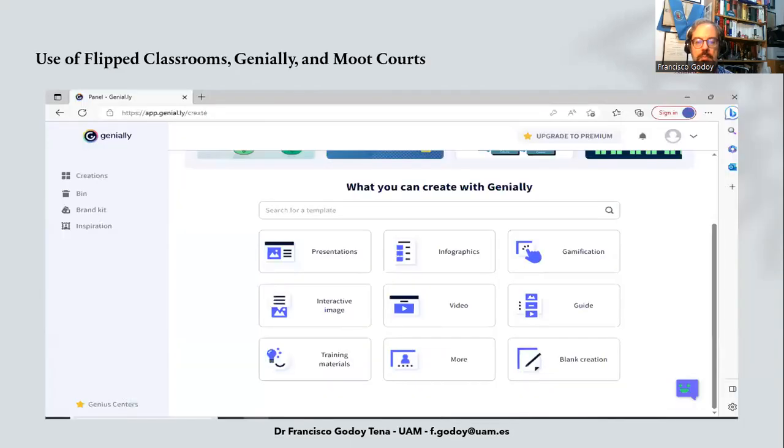Well, here we can have an example of that, where we can introduce certain kinds of presentations, gamifications, guides, and videos, and many others, to introduce legal terminology in classes. Once again, not only in the case of translators and interpreters, which is my presentation, but also in legal classes, and also in international legal classes as well, and in bilingual classes of law.